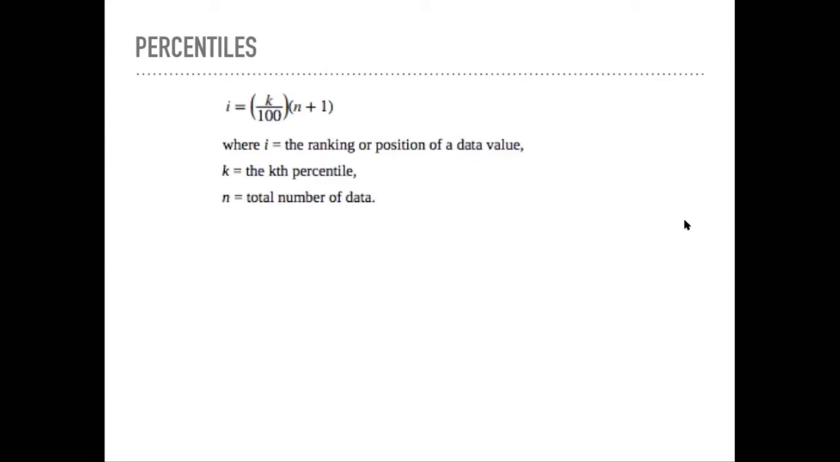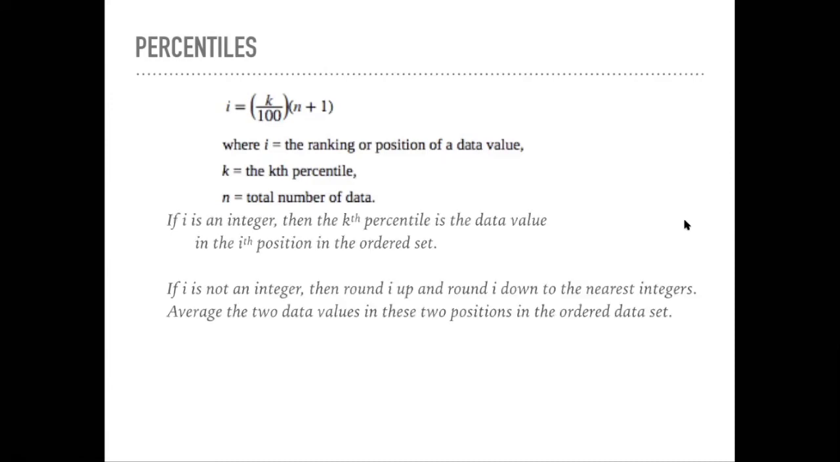Well, then we'd say that K is 50, and we'd let N equal the total number of data values, and we'd find this value I, where I is the ranking of the position of the data value. If I is an integer, then the kth percentile is the data value in the ith position. If I is not an integer, then you round up and round down to the nearest integers and average those two data values in these two positions from our ordered data set. We're going to see an example in just a minute.